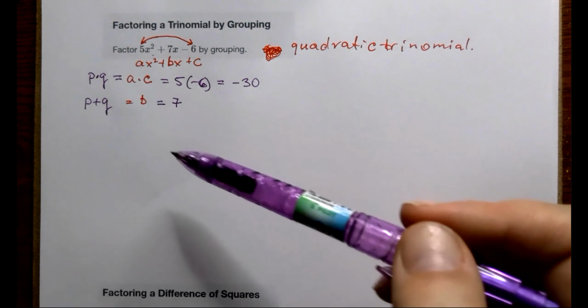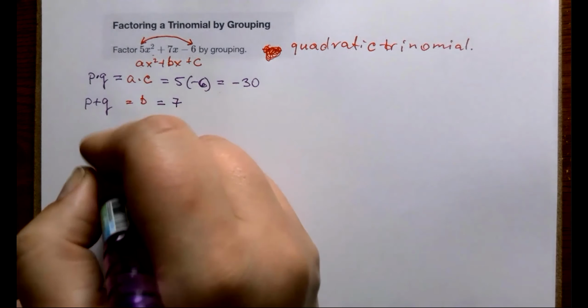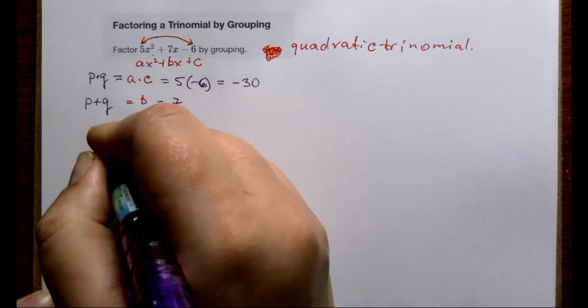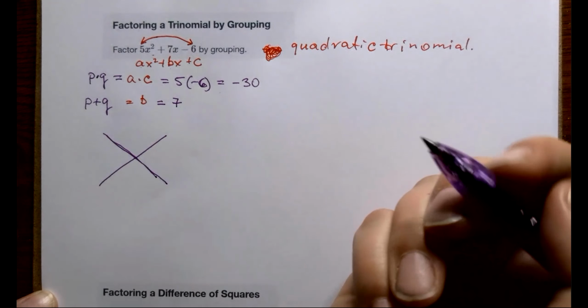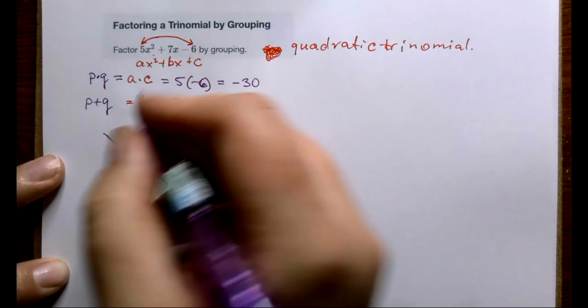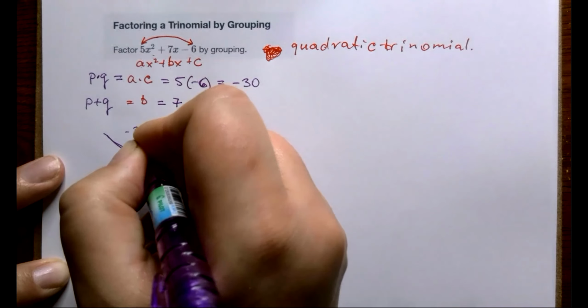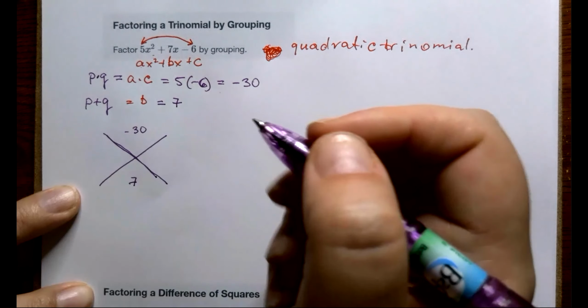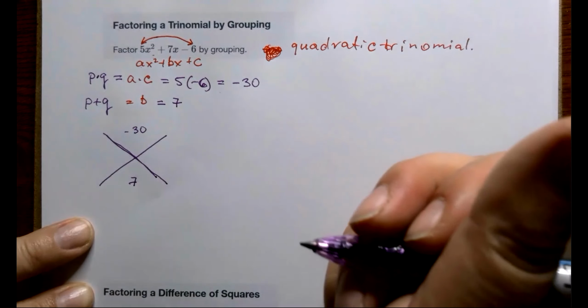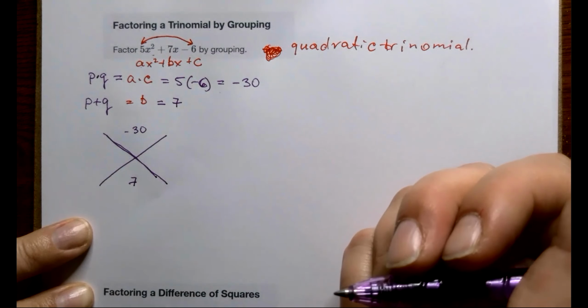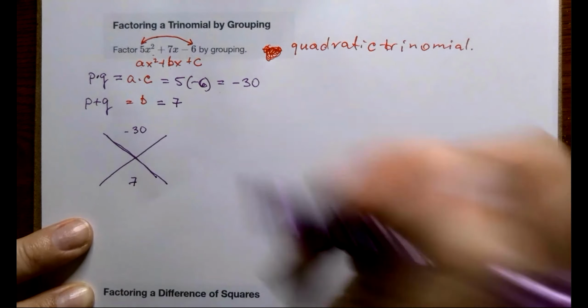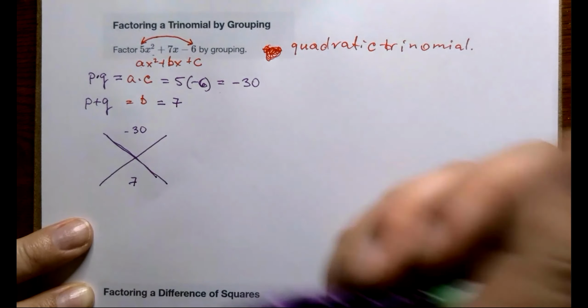Okay. And to make this search a little bit easier, we make this x and we write the -30 here. That's our product for P and Q, and 7 down there. That's our sum for P and Q. And yes, we're trying to guess two numbers that will multiply to -30 and add to 7.